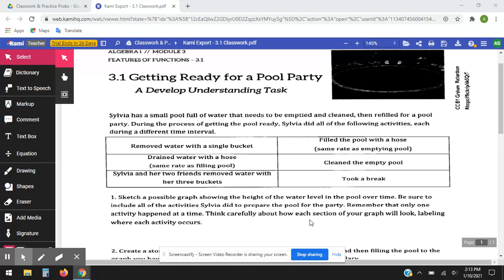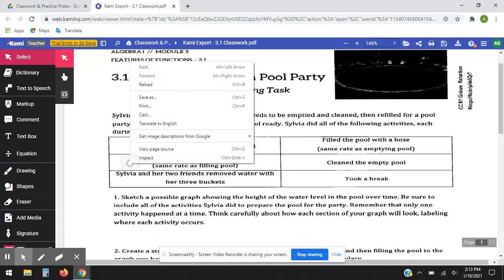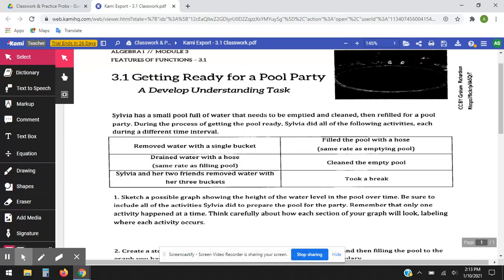So to start off with, let's see if we can draw a generic graph for a situation. Sylvia has a small pool full of water that needs to be emptied and cleaned, then refilled for a pool party. During the process of getting the pool ready, Sylvia did all of the following activities, each during a different time interval. She removed water with a single bucket. She drained water with a hose. She and her two friends removed water with 3 buckets, filled the pool with the hose at the same rate as emptying the pool, cleaned the empty pool, and took a break.